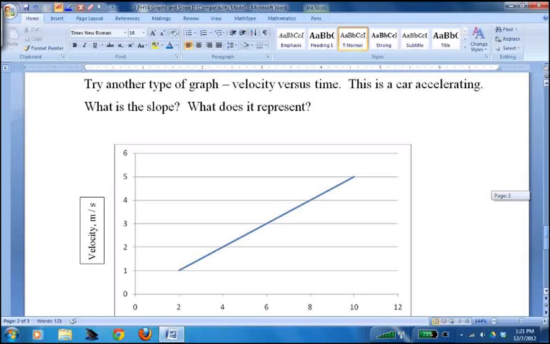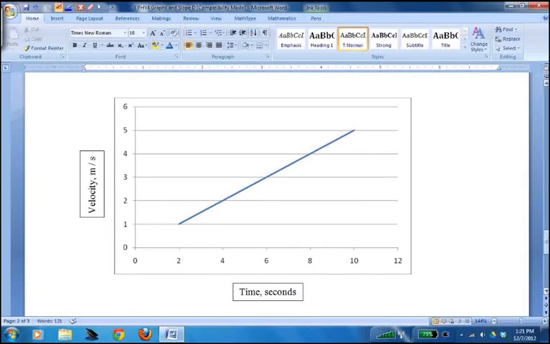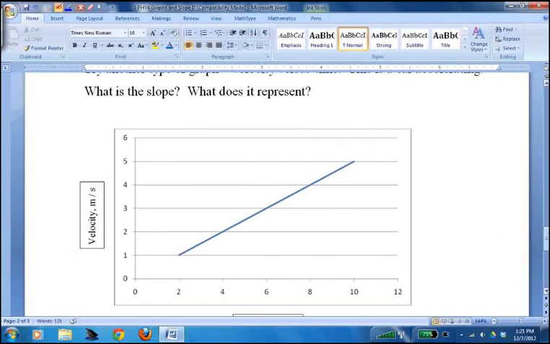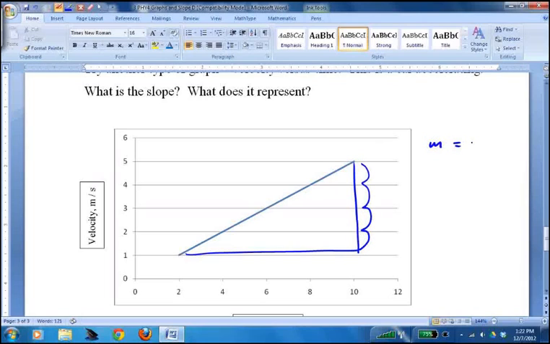Now here we have velocity versus time. So what does the slope represent? And what is the slope? We have to look at it first. Start at 1. 1, 2, 3, 4. So the slope is 4 positive. 1, 2, 3, 4, 5, 6, 7, 8. Watch your scale. There's 2 between them. Over 8.